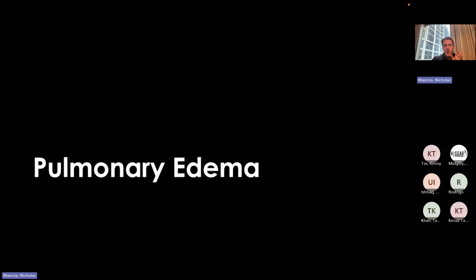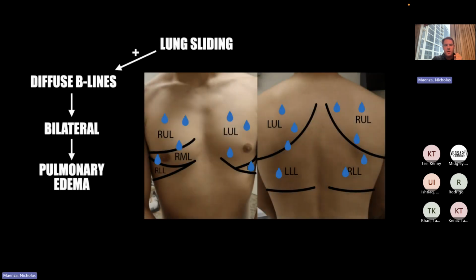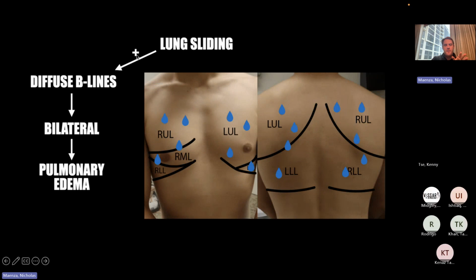So first we'll talk about pulmonary edema. So pulmonary edema, you look for lung sliding, you find it, you look for B lines, and they're just everywhere. Then you have your diagnosis of pulmonary edema.